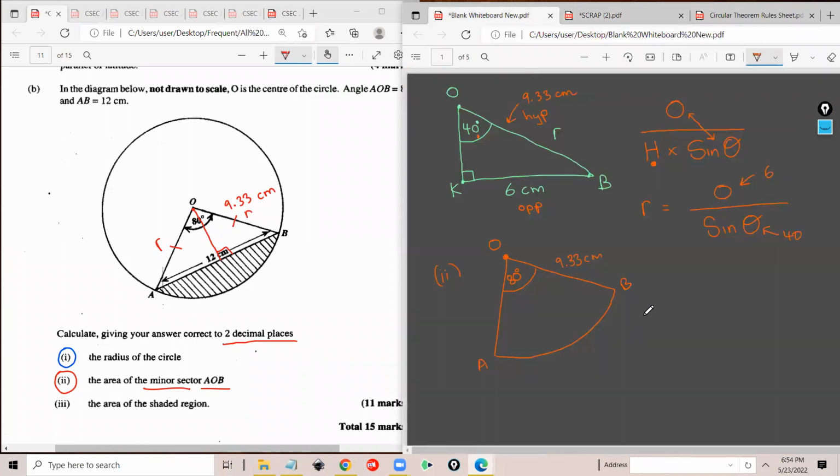So let me write it back here. The area of a sector is pi multiplied by radius squared. We have the radius. Let's make sure it's squared. Theta is the angle inside the sector and it's always divided by 360. You all can more than find the area of that sector.